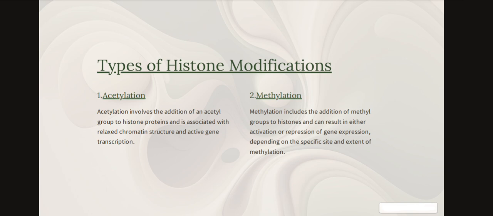Coming back to the topic, our video majorly focuses on acetylation and methylation. What is acetylation? As the name suggests, it is the addition of an acetyl group to histone protein, and it is associated with relaxed chromatin structure and active gene transcription. Whereas methylation includes addition of methyl groups to histone and can result in either activation or repression of gene expression.